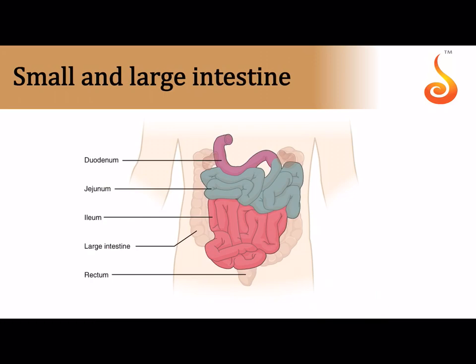So we saw that the stomach opens into the first part of the small intestine, which is called the duodenum. Notice how the duodenum is forming a C-shaped loop over here, and then after this purple portion which represents the duodenum, the middle part of the small intestine is referred to as the jejunum, and the last part and the longest part of the small intestine is referred to as the ileum.